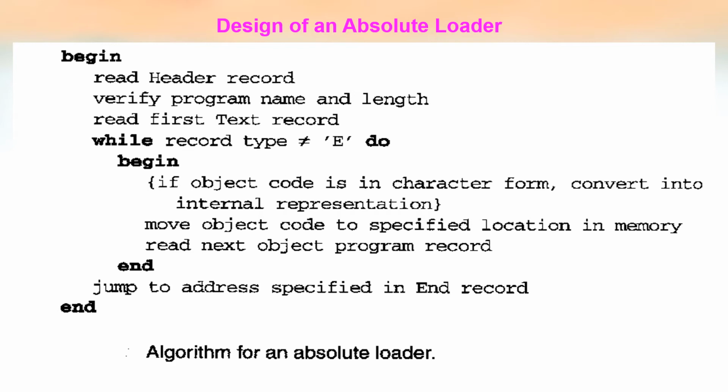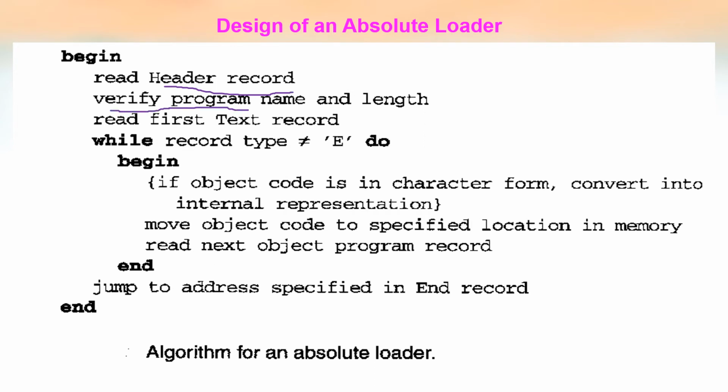It has a header record, text record and the end record. So actually the object code is in the text record. From the text record, this loader has to take each of the digits and load it into the main memory. So first, the algorithm starts here: begin, read header record, and the header record has the program name and length.